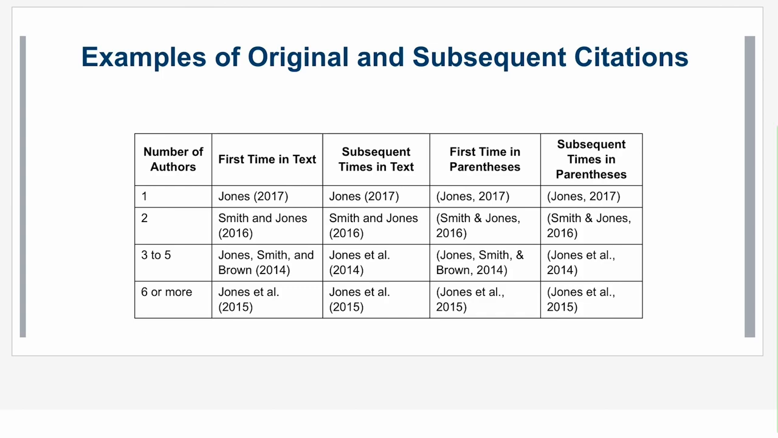Now notice in the very last row, it says for 6 or more authors that you can just start with et al. for the first time in the text. And that is the APA format policy at the moment.